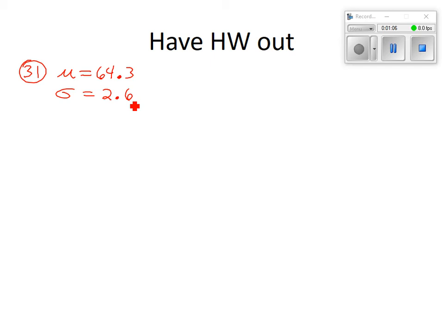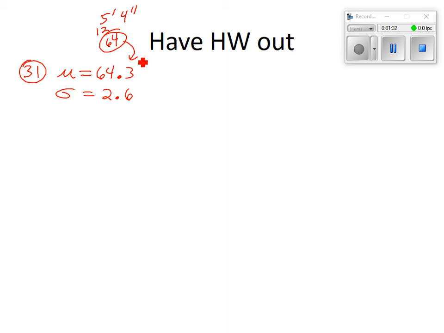So normal height, 64.3. Any of the females know how tall they are? 5'4". So 5 foot 4 inches. 5 times 12 is 60, plus 4 is 64. Are you pretty close to the average height? Yeah.